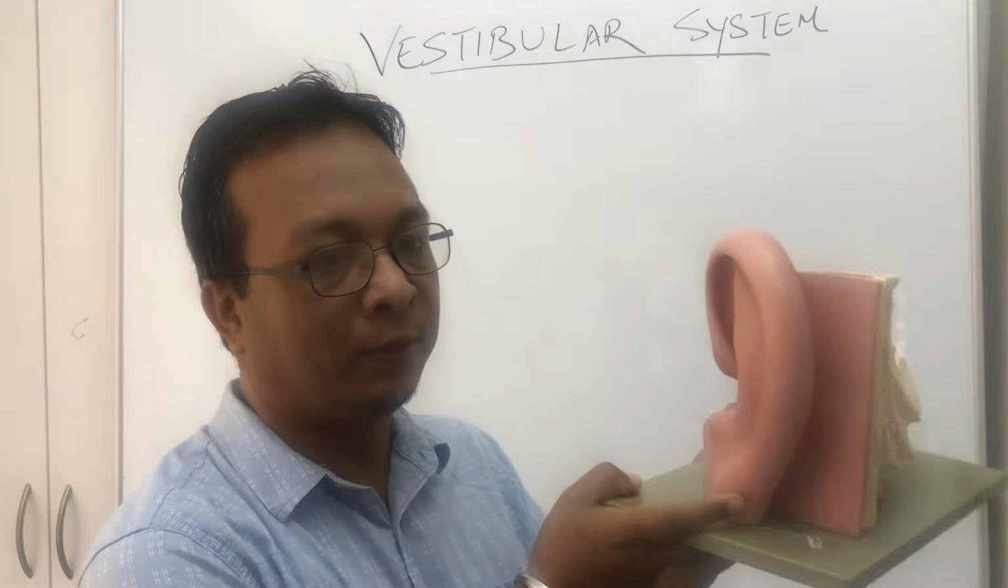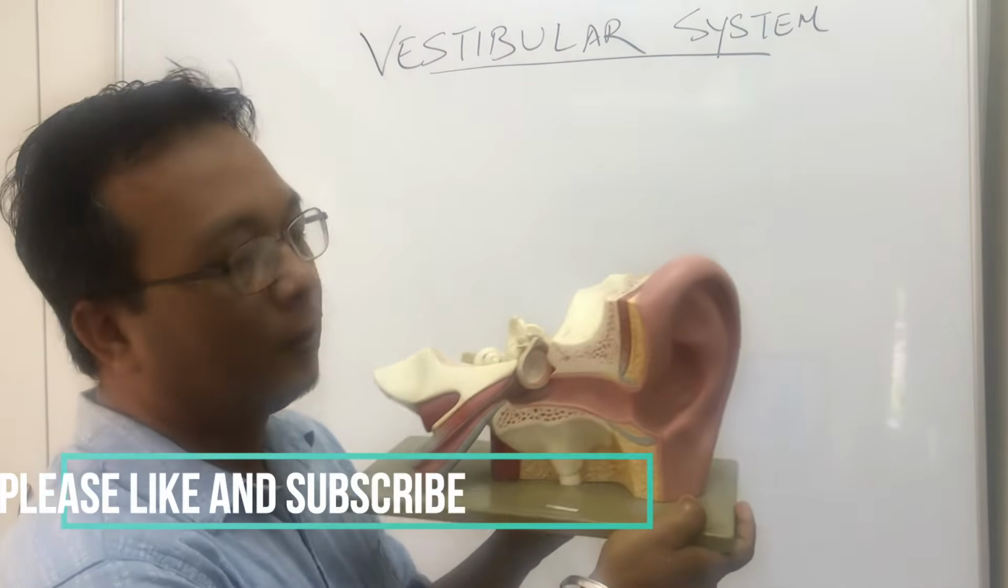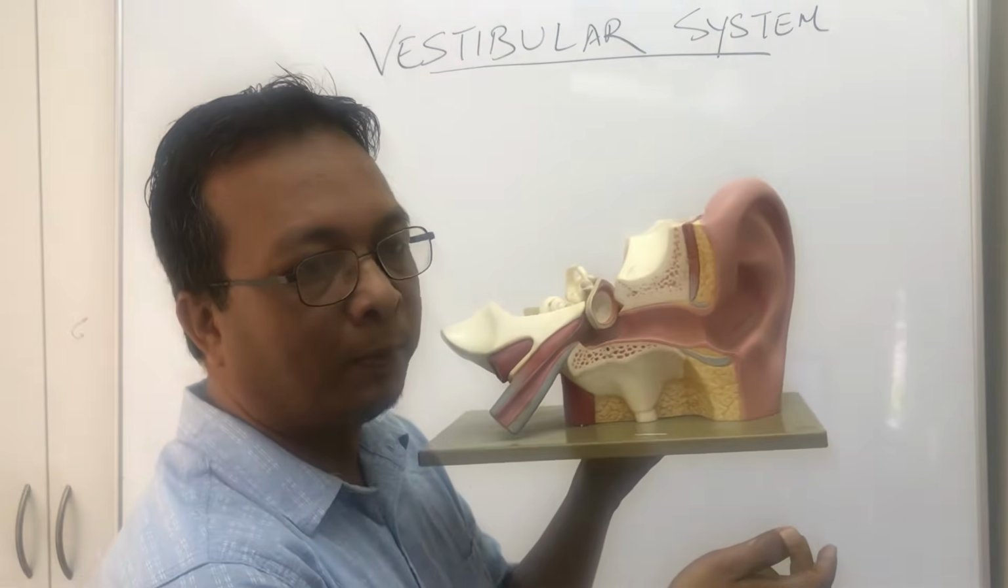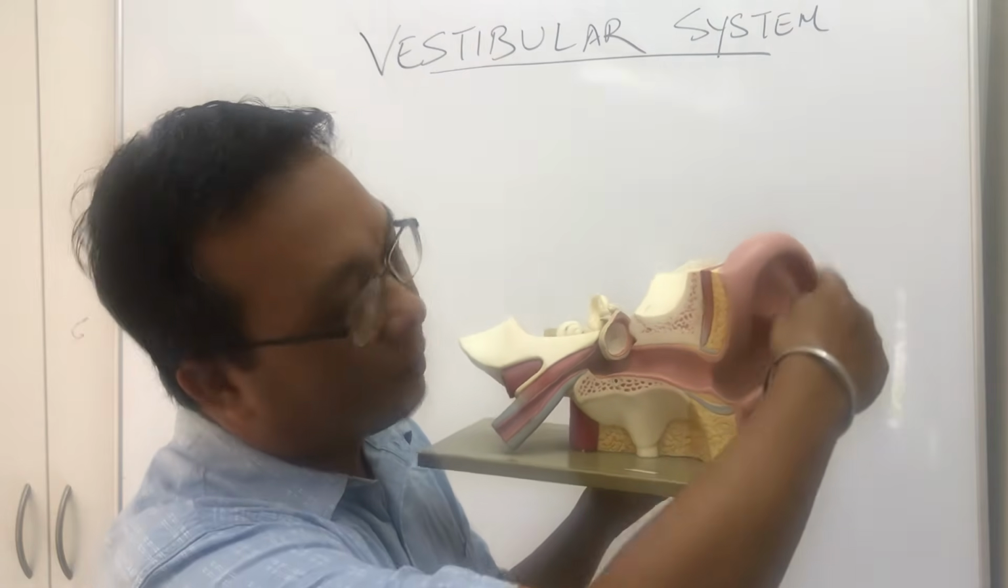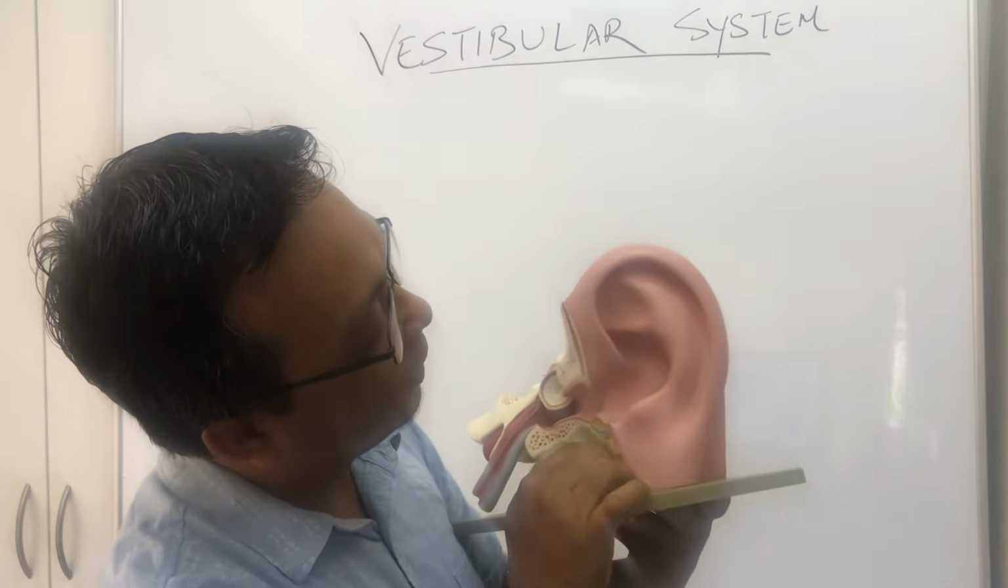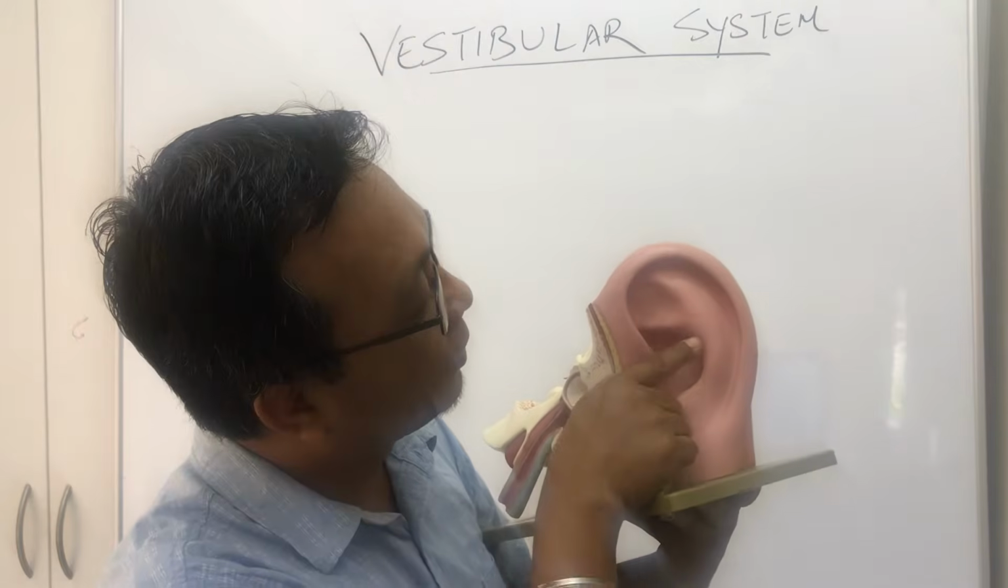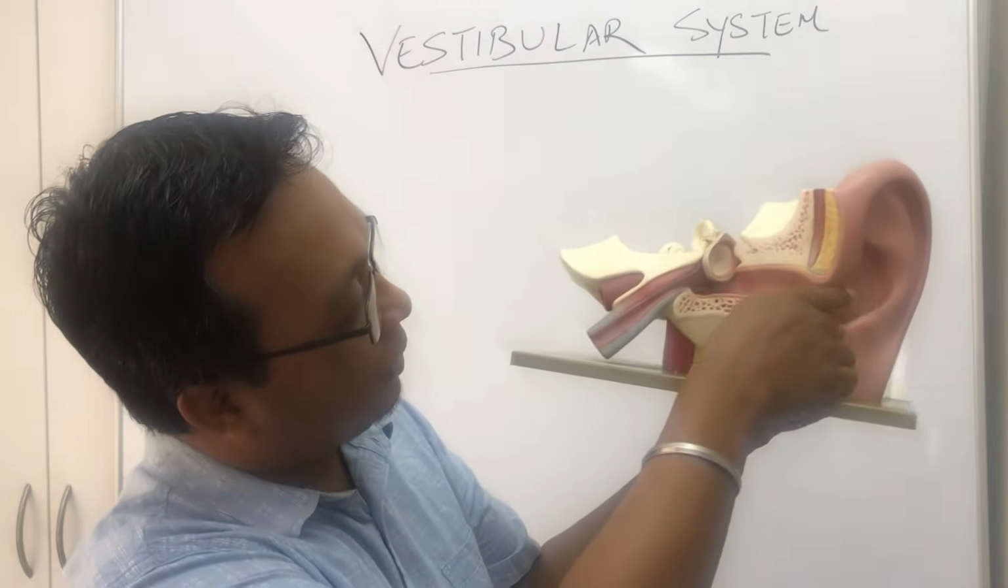Discuss about the physiology of the ear. So we go to the part. This is called pinna. This big part is called pinna, and this is called tragus. Okay, and this is the ear canal.